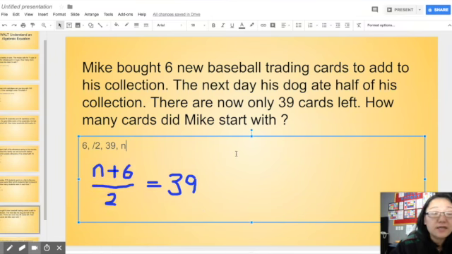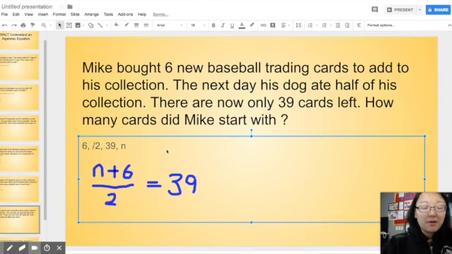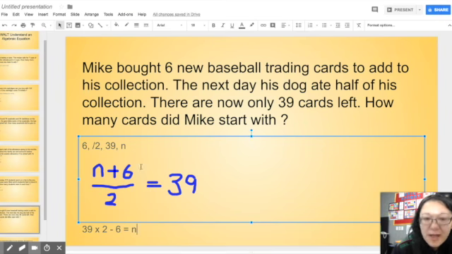And there are other ways that you could do this as well. So for example, you could do 39 times 2 minus 6 equals N. So you could do, put that on the bottom, 39 times 2. So now we're back to his full collection before the dog ate it. And then minus 6, so that's taking it back to before he bought the card, equals N. So that's another way that you could do it as well.